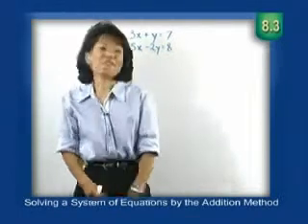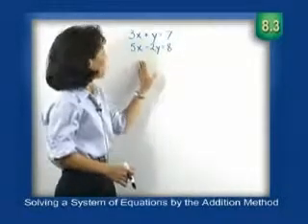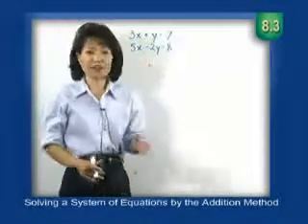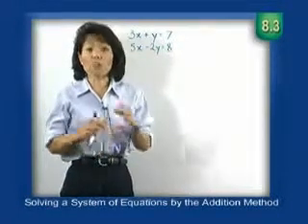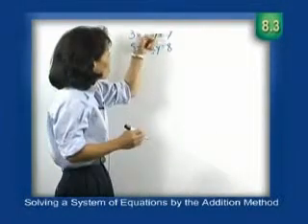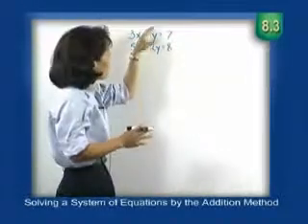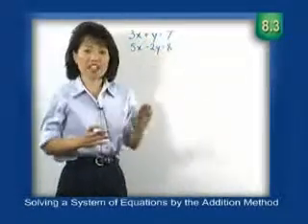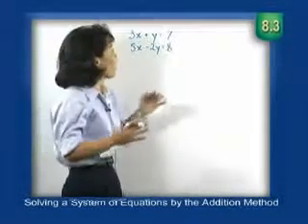Let's begin. In this system, we have 3x plus y equals 7, and 5x minus 2y is equal to 8. Now in this addition method, what we're going to want to do is to simply add these equations vertically so that when we add them together, either the x's drop out or the y's drop out. So what that means is this.